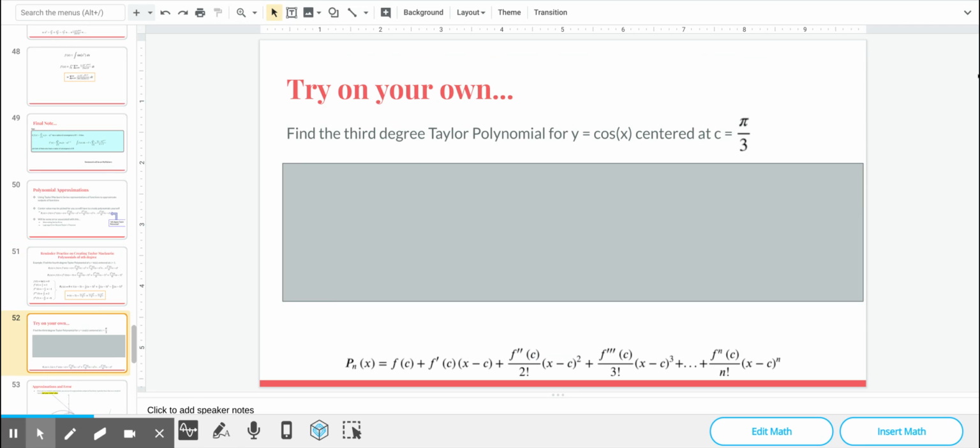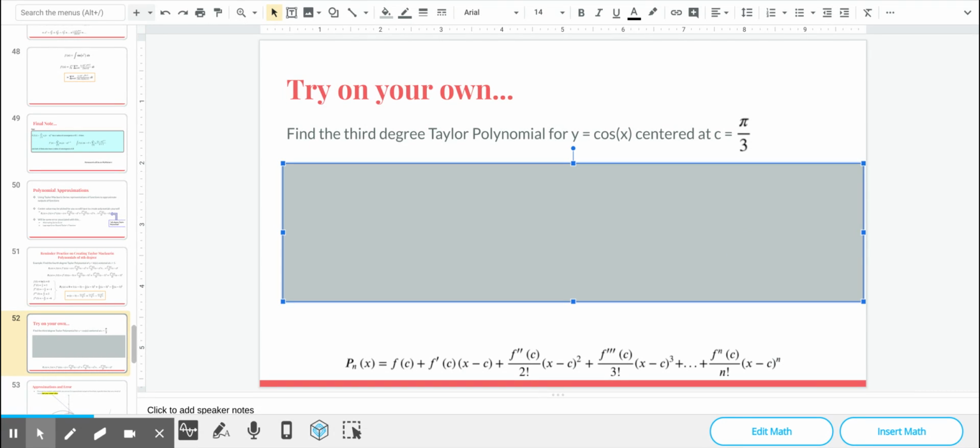Okay, I have one for you to try on your own. I want you to find the third degree Taylor polynomial for y equals cosine of x, centered at c equals pi over 3. So yes, you will have to find 3 derivatives of cosine and plug in pi over 3. It's only nice because cosine's derivative is sine, and then that just alternates. Just watch your negatives, all right? You have to have some negative signs put in there. And then plug everything into this general form down here and simplify. Pause video, come back for the answer.